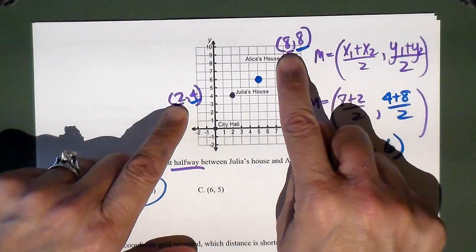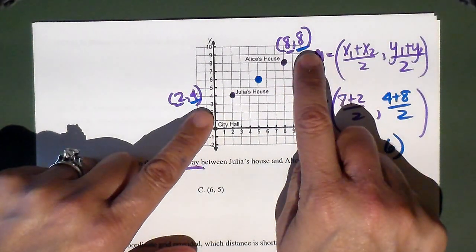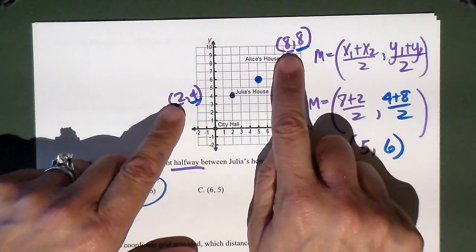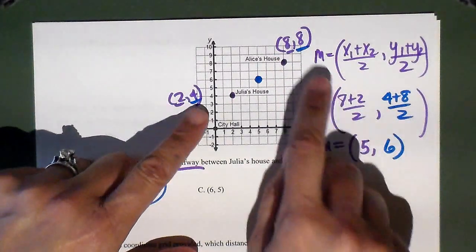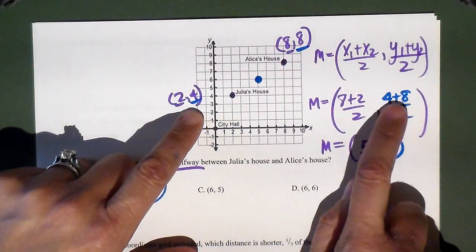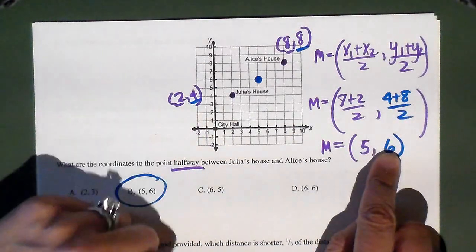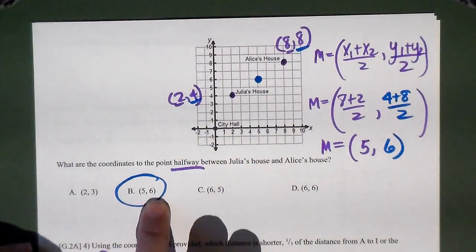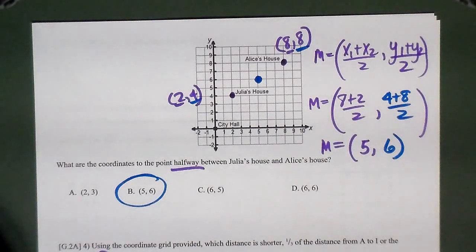You're finding the average of the x's and then the average of the y's. So 8 plus 2 is 10, divided by 2 is 5. 4 plus 8 is 12, divided by 2 is 6. So that is our midpoint, halfway. You just find the average of the x's and the average of the y's.